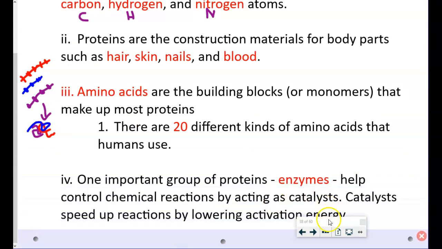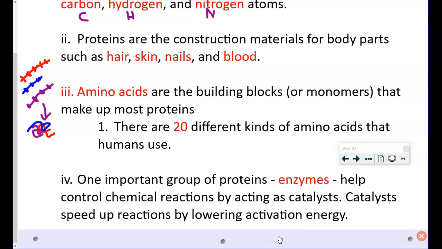Now, there's another important group of proteins we're going to talk about more in a couple days. We actually have a packet on these guys called enzymes. And enzymes help control chemical reactions by acting as a catalyst. So a catalyst is a good chemistry term. In physical science, you did a lab with a catalyst. You'll do more catalyst labs in chemistry class if you haven't had that yet. And what a catalyst does, it speeds up reactions by lowering what's called the activation energy. So how much energy you need to start a chemical reaction.